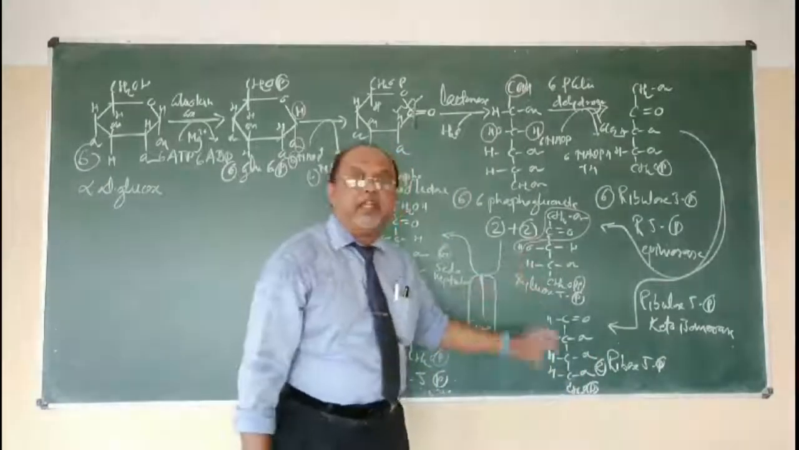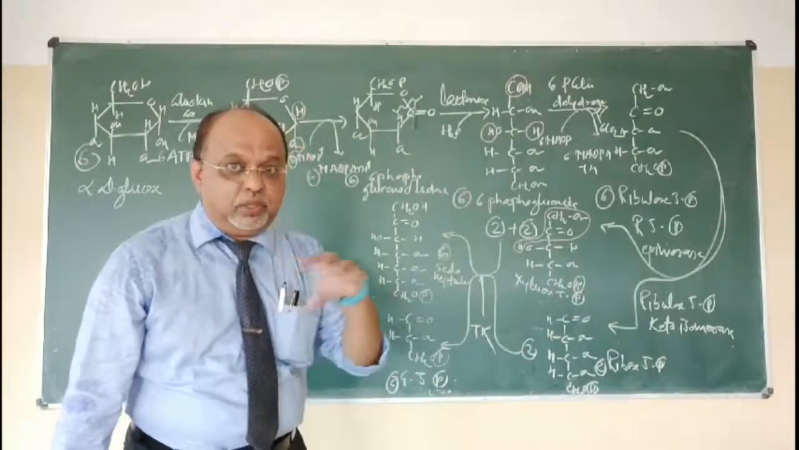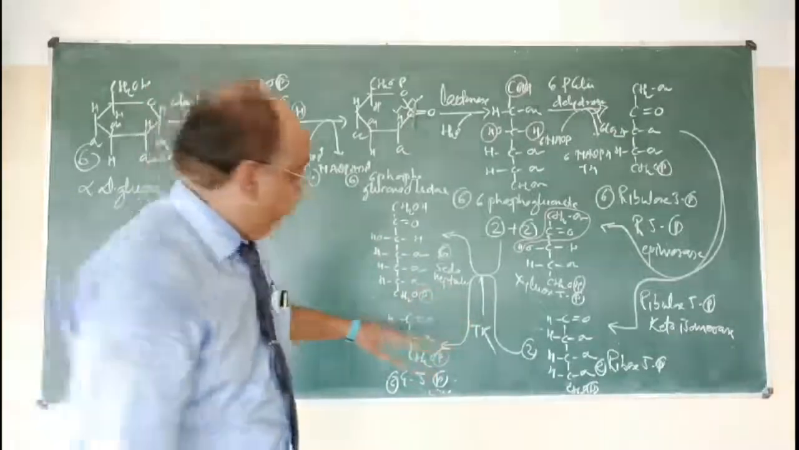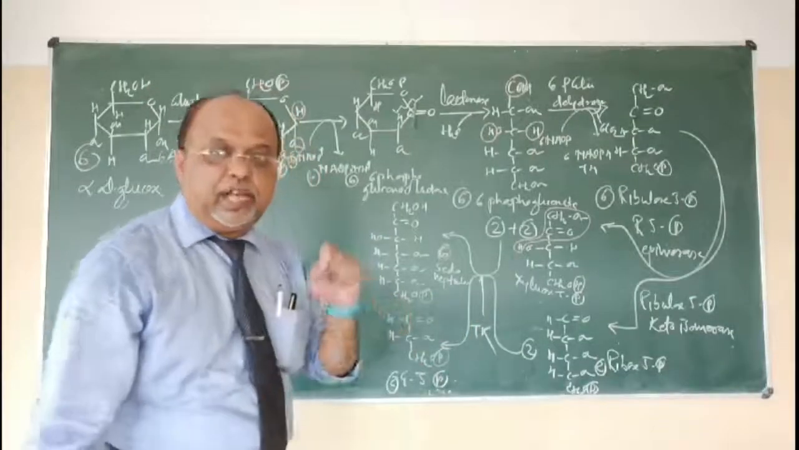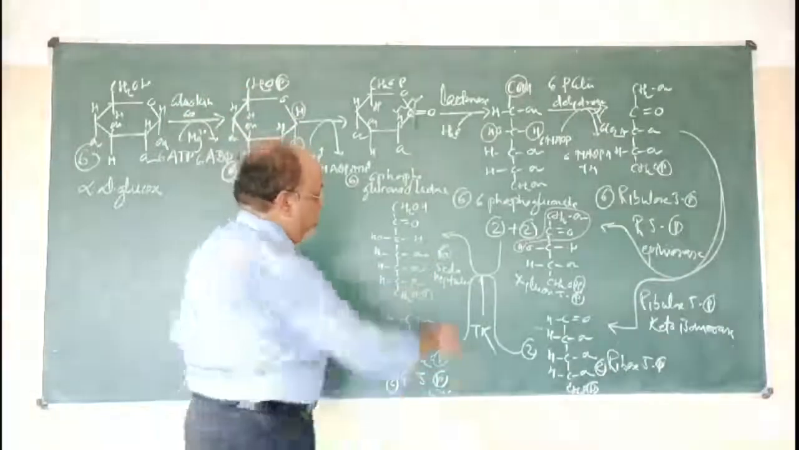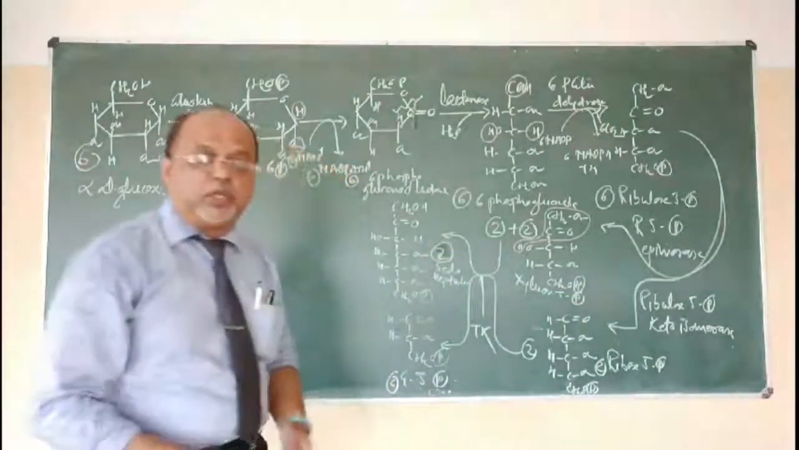10 plus 10 carbon atoms were, means 20 carbon atoms were there. So let us check whether this number is conserved or not. So sedoheptulose, it's a 7 carbon sugar. So 7 and 2 molecules are there. Okay, sorry, there should be 2 molecules of sedoheptulose 7-phosphate.